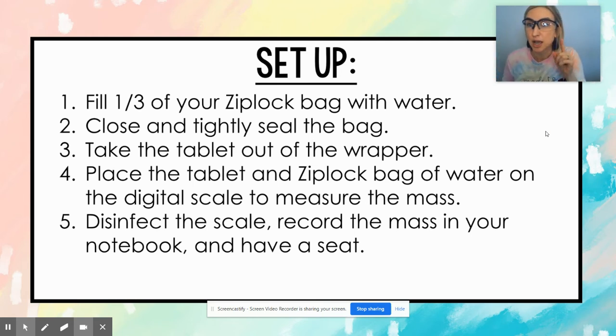When you're done, because we are sharing the digital scales and we only have 6, some of you don't have one at your lab station because a couple of them are currently not working. You're going to have to really take turns and go to one at a different lab station when no one's at it. But please take a wipe and disinfect it when you're done using it so that the next person can use it. Have a seat at your desk and record that mass in the before section of your science notebook. So that's the setup.